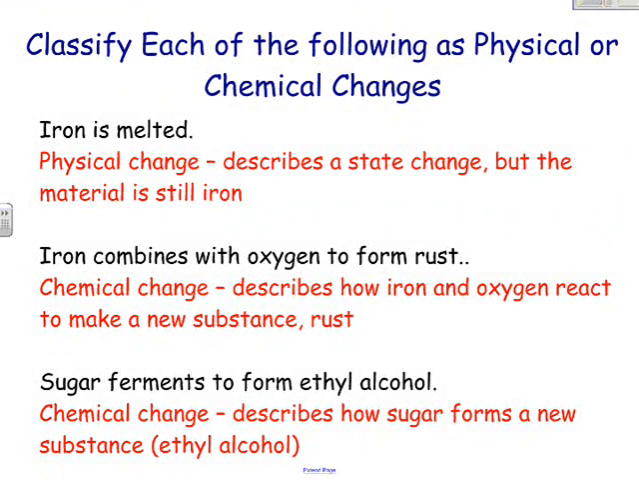So again, we'll do more practice with these, but work on, as you see things happen, as you make an egg in the morning, think about it. Is that a chemical change that's happening, or is it a physical change? When you add sugar to your tea in the morning, that sugar disappears in there. Is that a chemical change or a physical change?